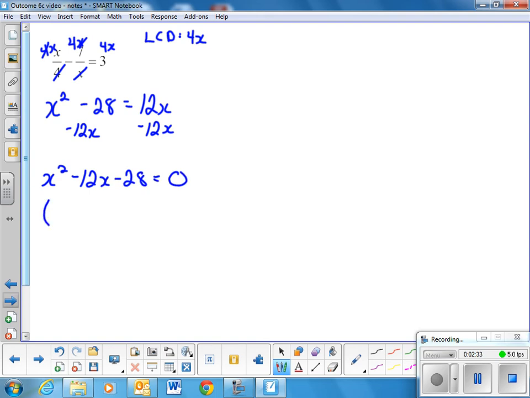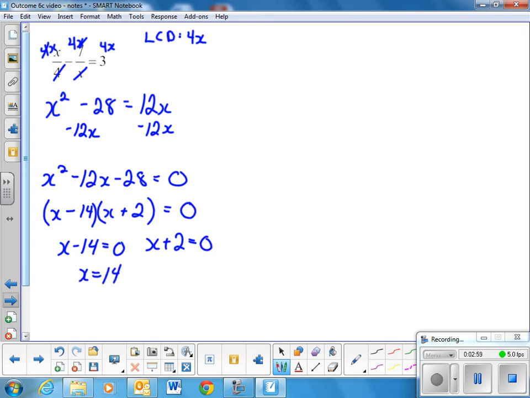Solving by factoring, we are looking for two numbers that multiply together to give us negative 28, add to negative 12. So we will have negative 14, positive 2. We're going to take each factor, make them equal to 0. So x minus 14 equals 0, and x plus 2 equals 0. Two possible solutions, x can equal positive 14, and x can equal negative 2.